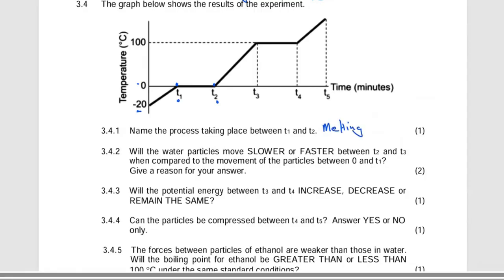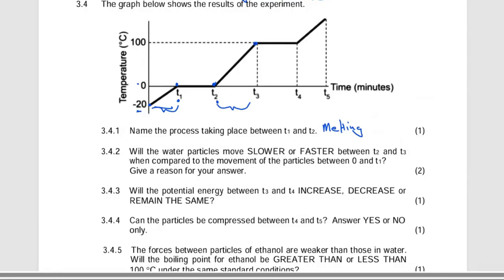Then 3.4.2 reads, will the water particles move slower or faster between T2 and T3, when compared to the movement of particles between 0 and T1? So we're focusing here between T2 and T3, comparing this one between 0, from the start, and T1. So these are the two parts that we are looking at.